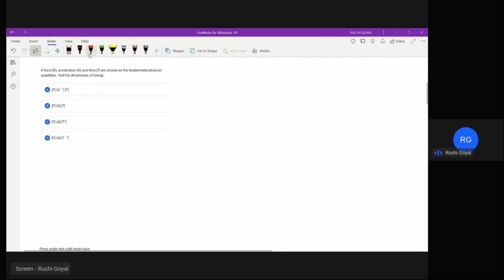Okay. So the next is, if force, acceleration and time are chosen as the fundamental physical quantities, find the dimensions of energy. Like M, L and T are fundamental, here these three quantities are given as fundamental. So we can write energy as E. How can we write energy? E is dependent on force, F raised to power a, and acceleration, A raised to power b, and time, T raised to power c.